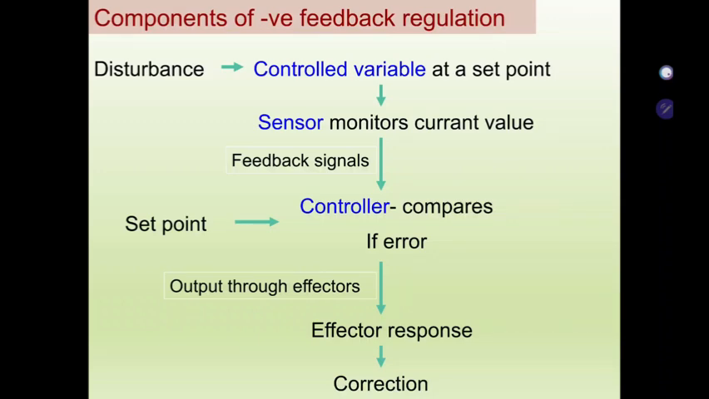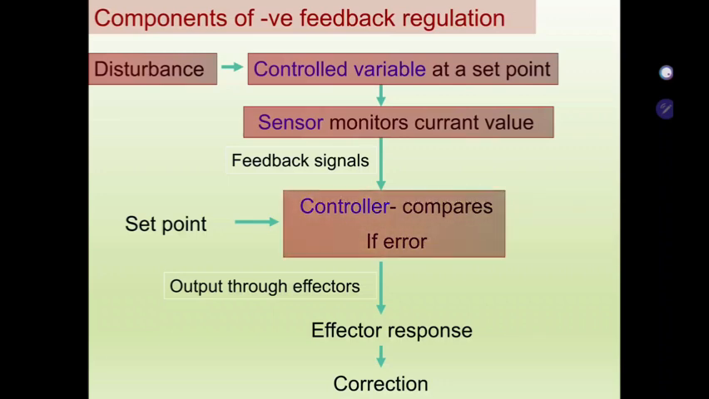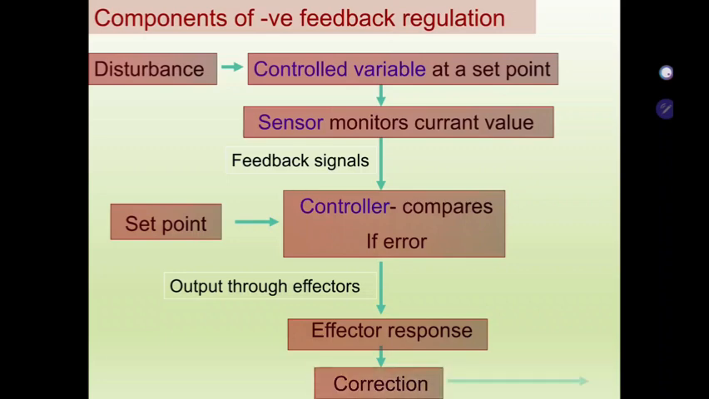So what are the components of negative feedback regulation? If there is a disturbance, then there is a controlled variable at a set point. Then sensors monitor the current value. Then through the feedback signals, the controller compares and checks if there is an error against the set point. Through the output, the effectors produce a response in the effector, and then there is correction.